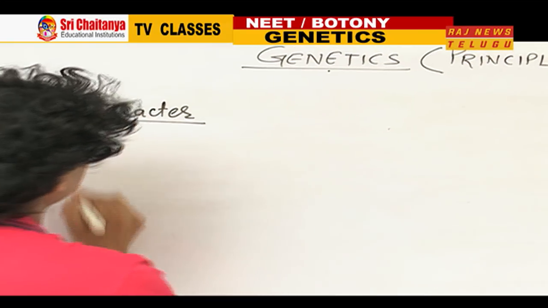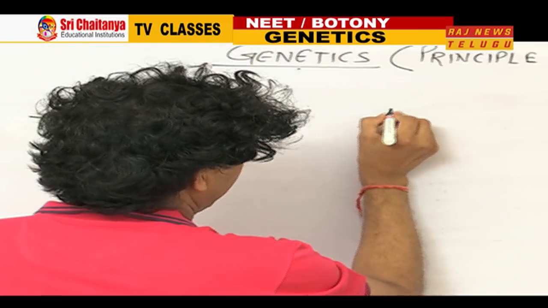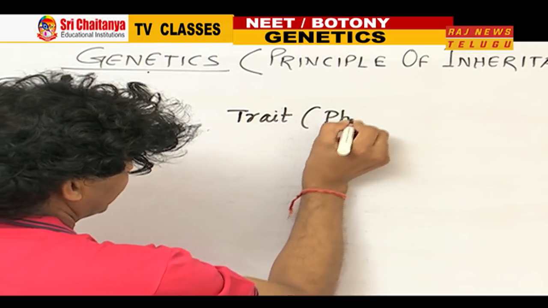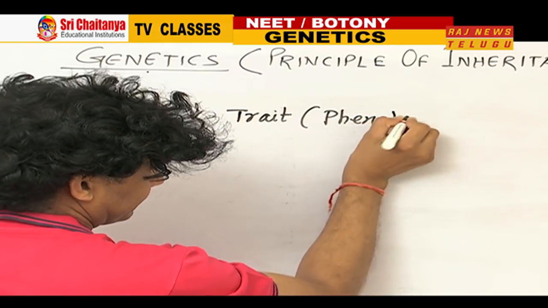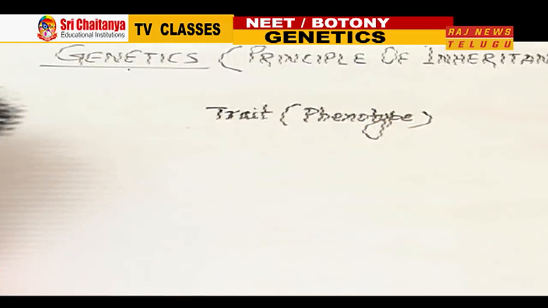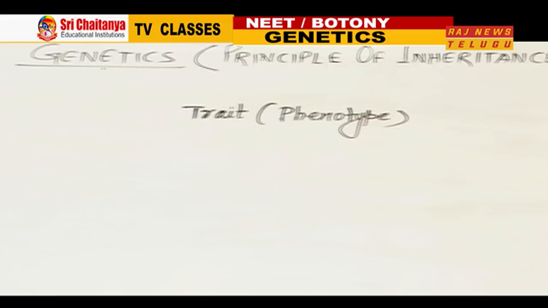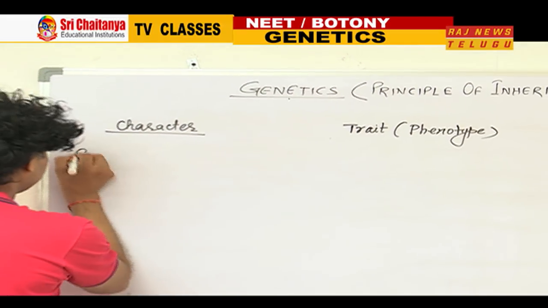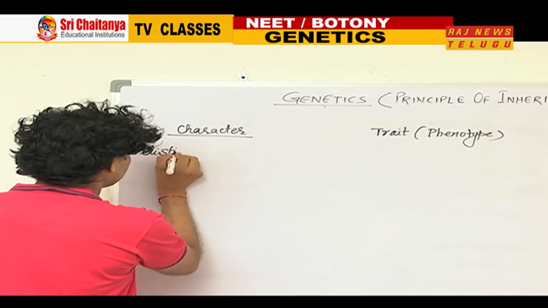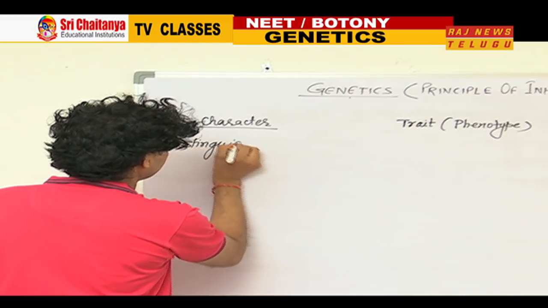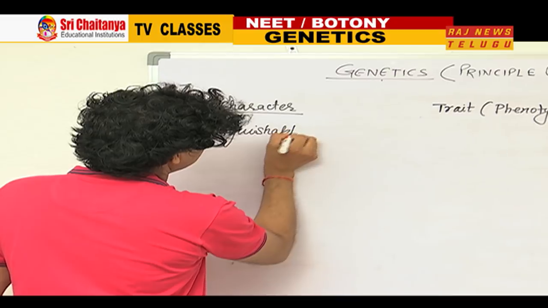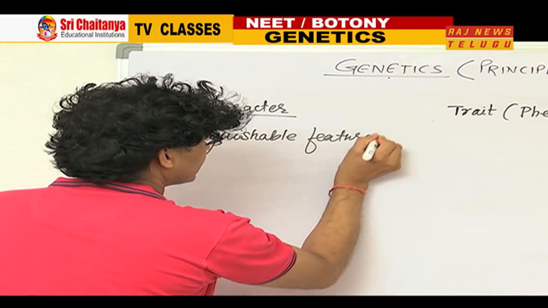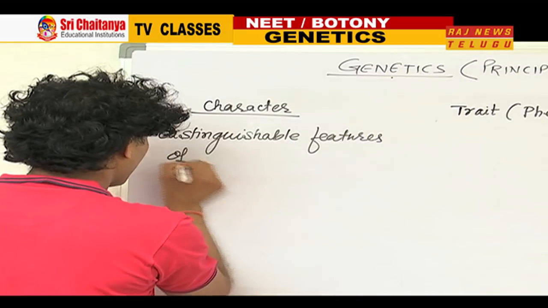Character and trait. We can use one more term, phenotype. Character means distinguishable features of the organism. Distinguishable features of organisms are called characters.